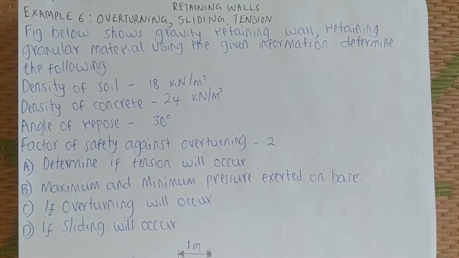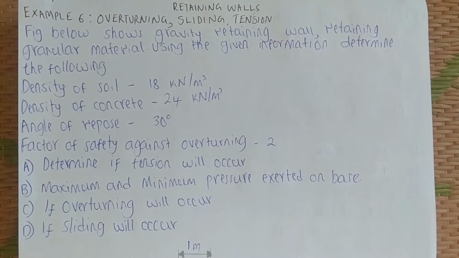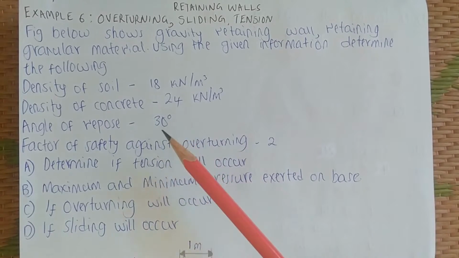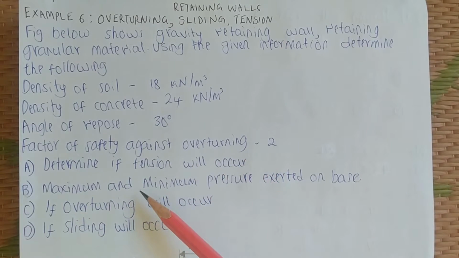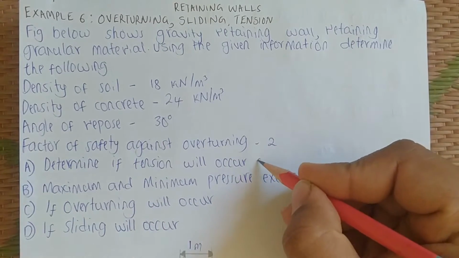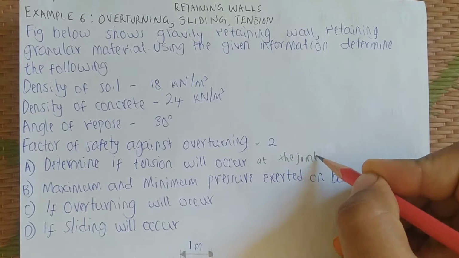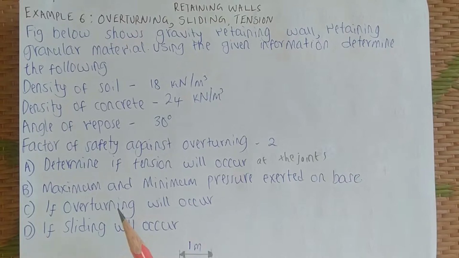Using the given information, determine the following. The density of soil is 18 kilonewtons per meter cubed, the density of concrete is 24 kilonewtons per meter cubed, and the angle of repose is 30 degrees. The factor of safety against overturning is 2, and we have to determine if tension will occur. This is mainly at the joints. Then the maximum and minimum pressure exerted on the base, if overturning will occur, and if sliding will occur.